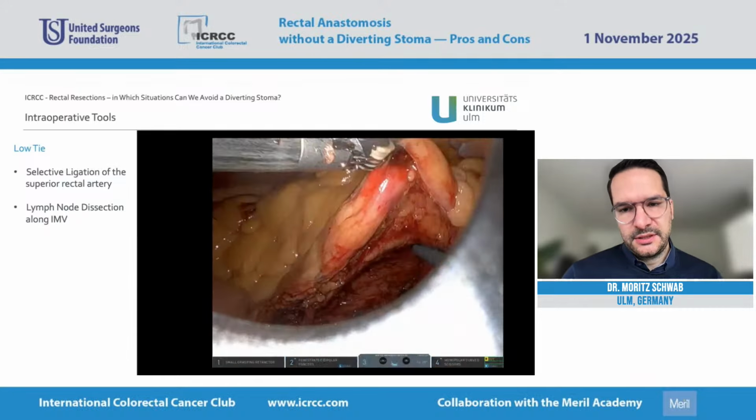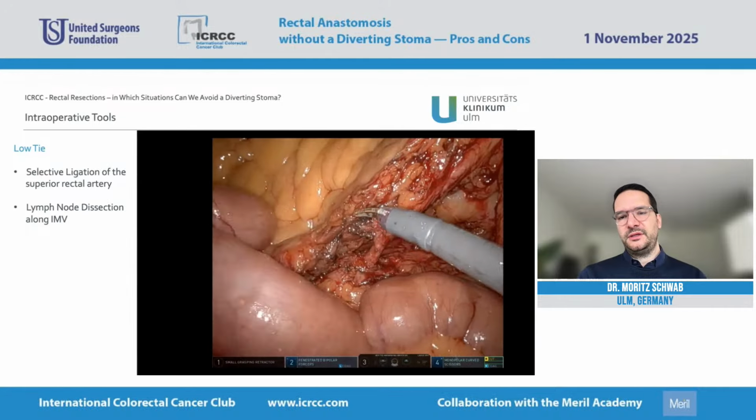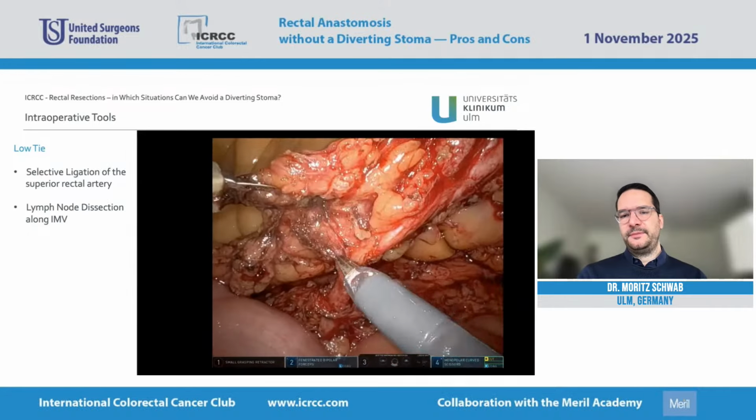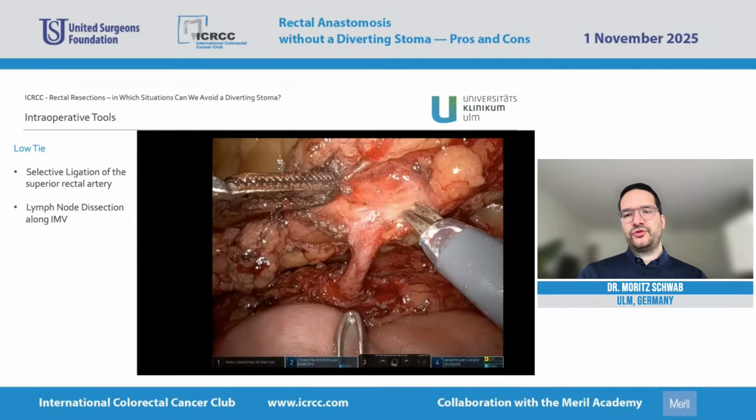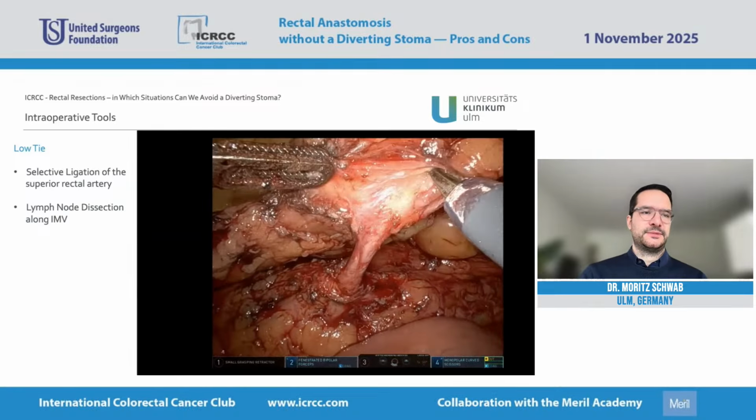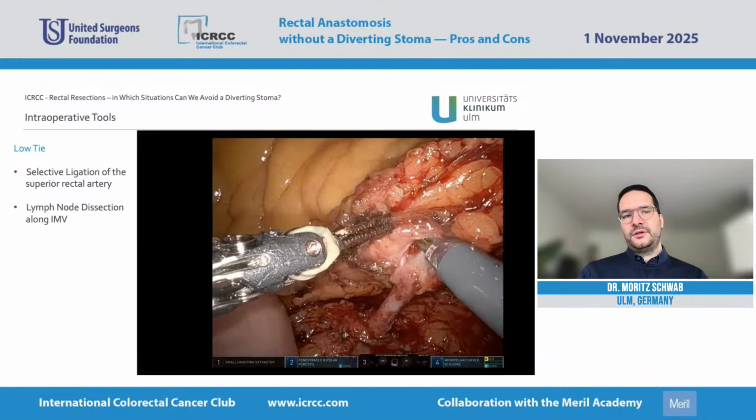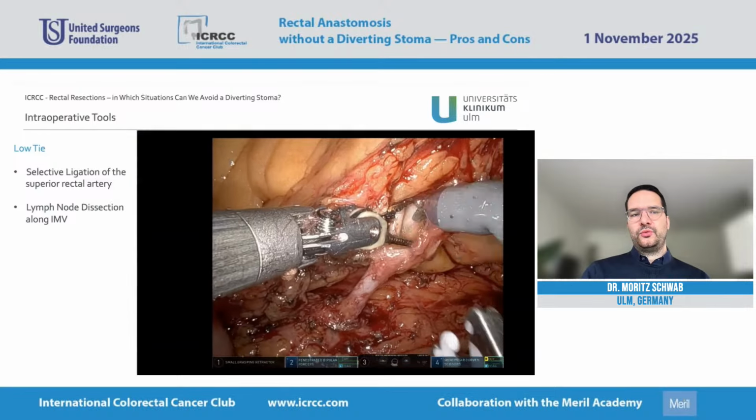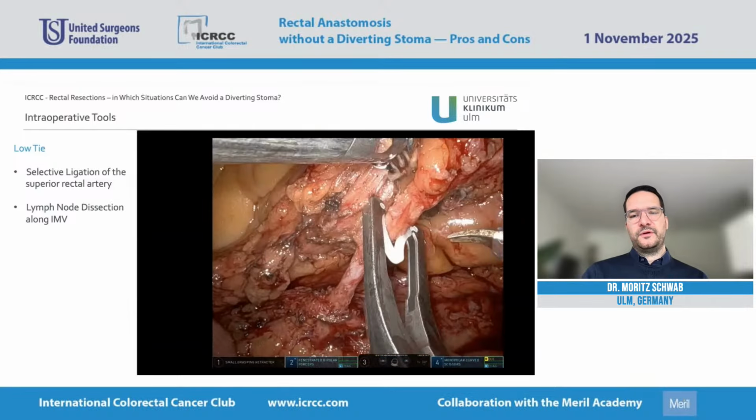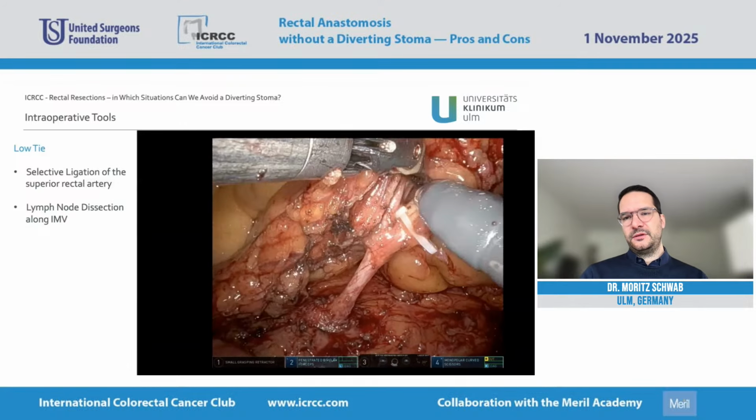So we did a low tie and preserved the left colic artery to have a better perfusion of the descending colon. Here you can see the ligation of the superior rectal artery, which we combine with a lymph node dissection from the IMV.